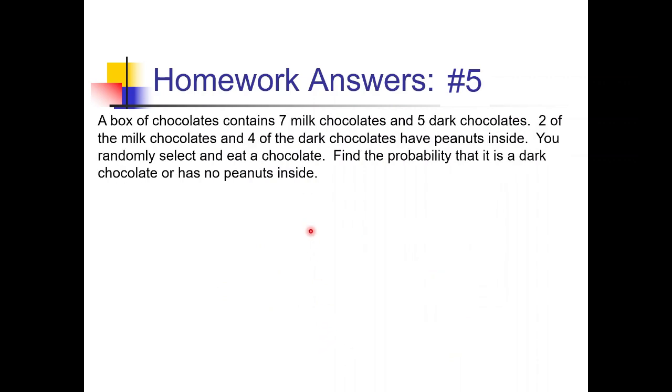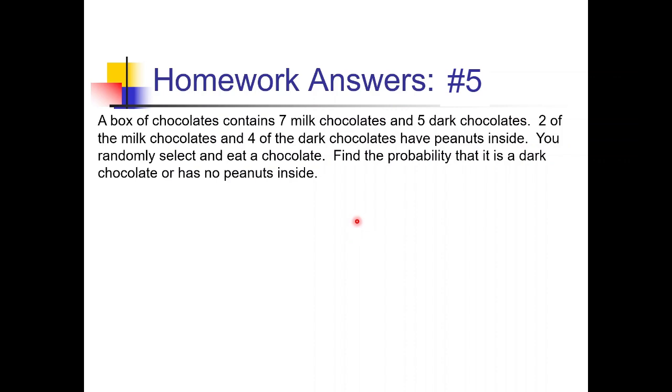On this problem, we have some chocolate going on, a box of chocolates with 7 milk chocolates and 5 dark chocolates. 2 of the milk chocolates and 4 of the dark chocolates have peanuts inside. You randomly select and eat a chocolate. Hopefully you don't have any allergies if you're just randomly doing this. Find the probability it is a dark chocolate or has no peanuts inside.